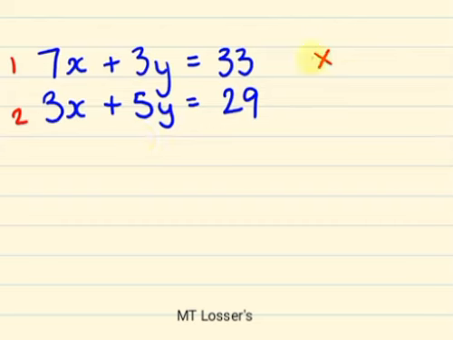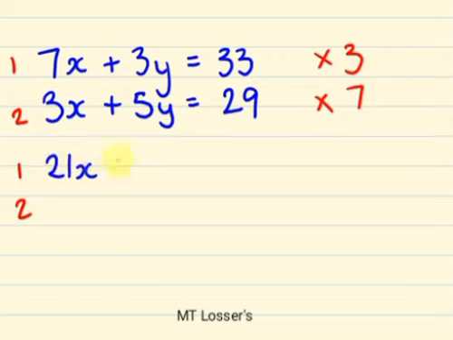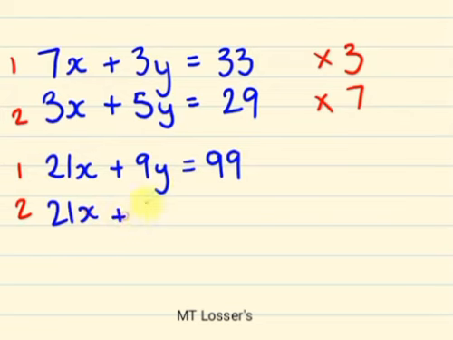Hopefully what you did is, I'm going to change around for x. I'm going to multiply this equation by 3 because I'm going to end up with 21. I'm going to multiply this equation by 7. So what I end up with is 21x plus 9y equals 99, and 21x plus 35y equals, what's 29 times 7? Hopefully you can work that one out. Hopefully you get the answer of 203.